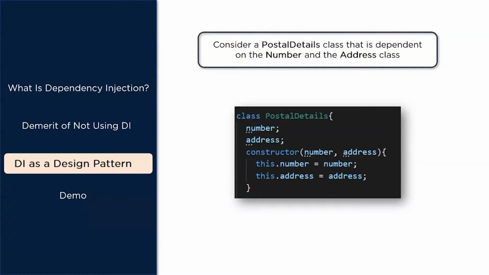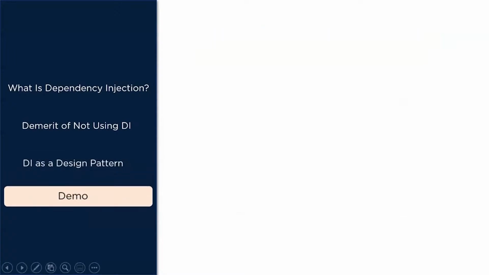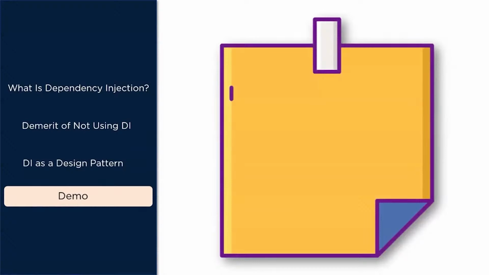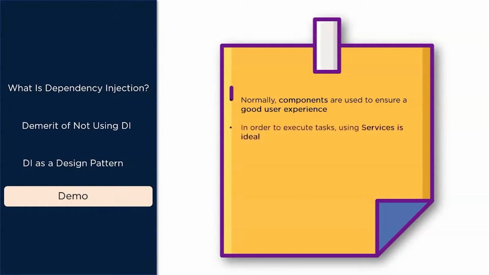So now that you know what exactly dependency injection is and how vital it is, let's look at a simple demonstration to understand the concept better. Now, services, classes, modules, components, all of these are beneficiaries of dependency injection. So in the demo, I'm going to be showing how dependency injection can be used with the help of services and injecting these services into classes. So the main thought behind this is normally components are used to ensure just a good user experience. These components do not generally execute tasks. So to execute these tasks, we make use of services.